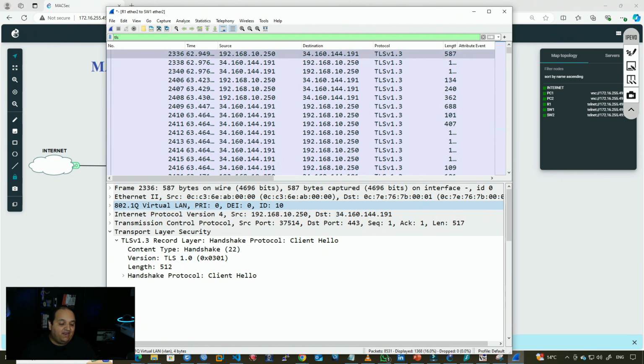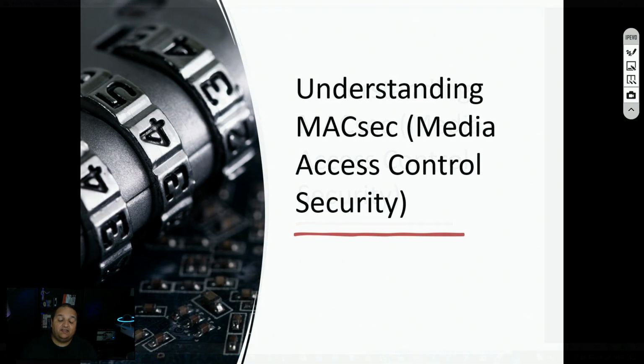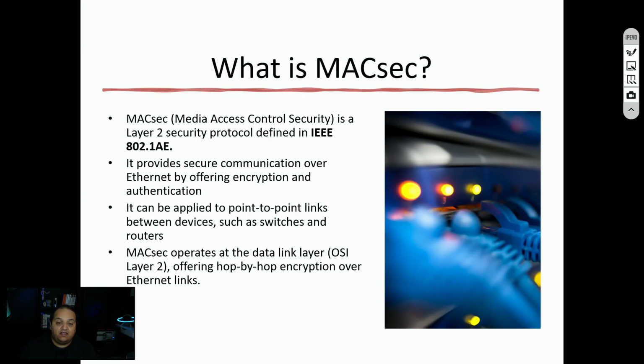Here is where MACSec is going to help. MACSec stands for Media Access Control Security, and it's been defined in IEEE 802.1AE. The main idea is to secure communication over Ethernet by offering encryption and authentication. And also, we are going to have a way to check integrity in those frames. It can be applied in point-to-point links between devices, such as routers and switches. And basically, this is how it is going to fill the security gap that we saw in the previous example in our topology.